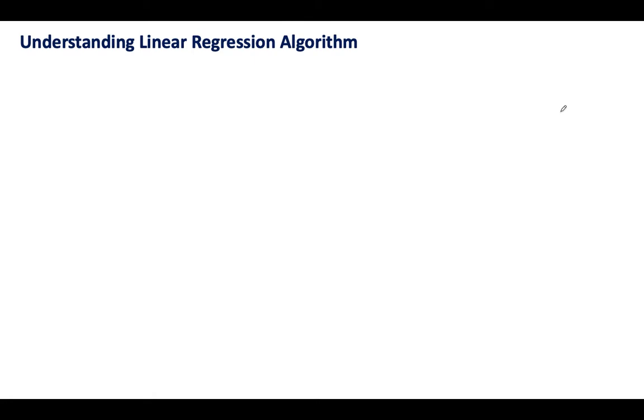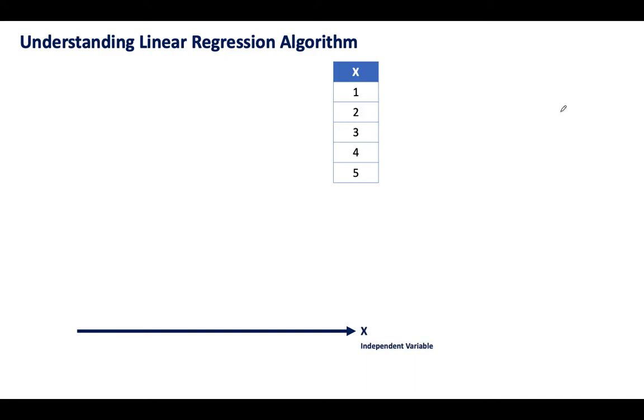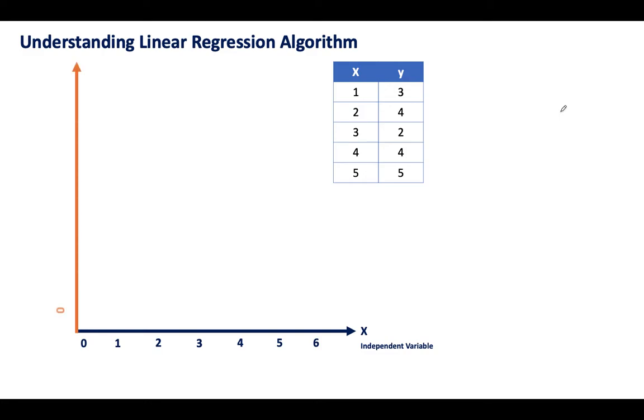Now let's understand regarding the data. Let's say this is x, which is 1 2 3 4 5. Well, let's plot this all: 0 1 2 3 4 5. Okay, similar to this, let's take y, that is 3 4 2 4 5. Okay, let's plot the y.